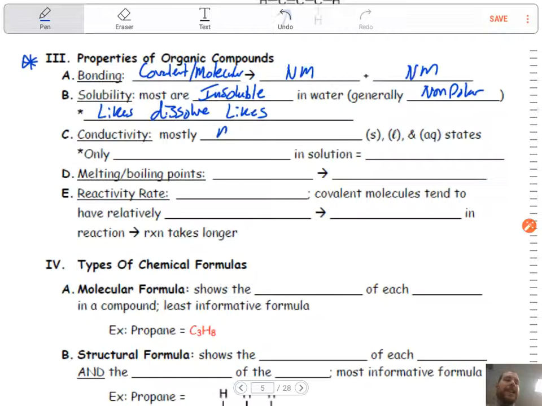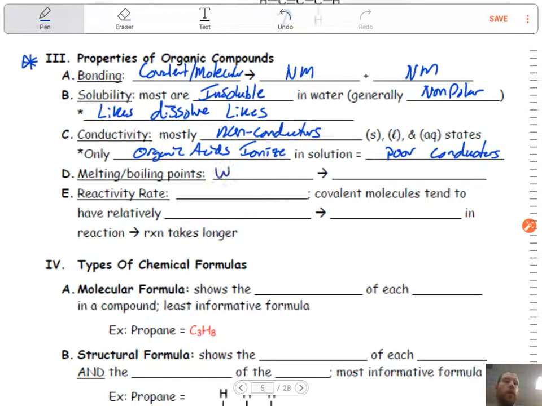Conductivity, they are mostly non-conductors, all right, in their states. Only organic acids, which again, that term acids, we know, hey, acids will ionize, acids and bases form electrolytes in solution. All right, so these are poor conductors, these organic acids. Poor conductors, something like acetic acid.